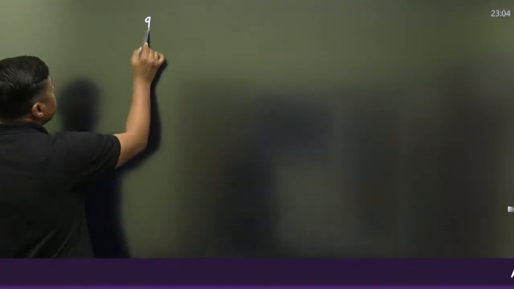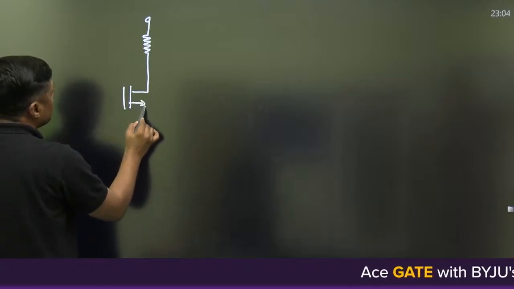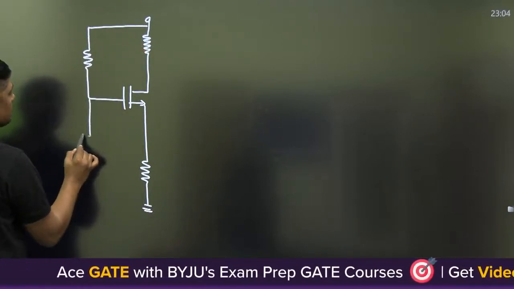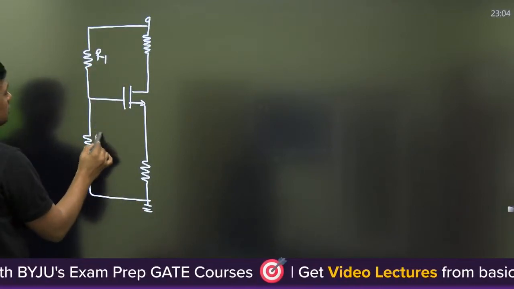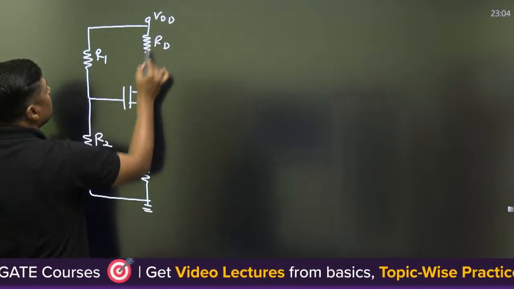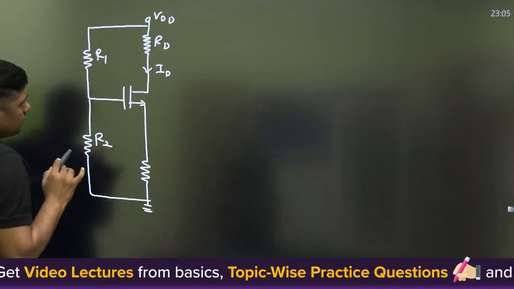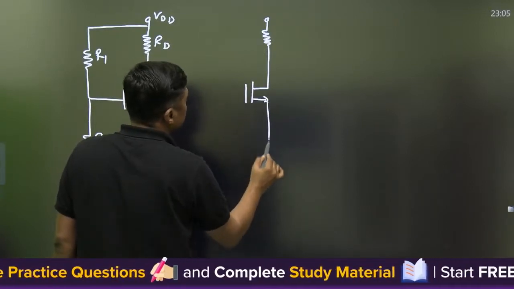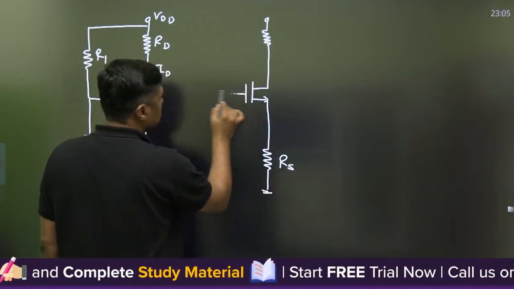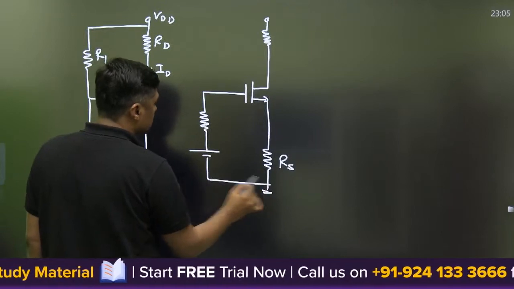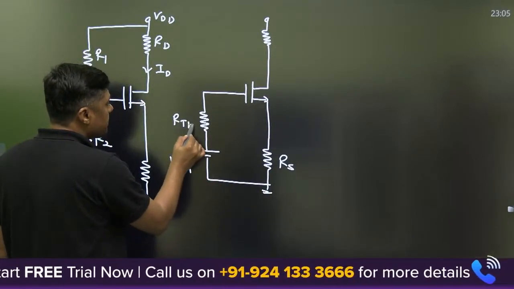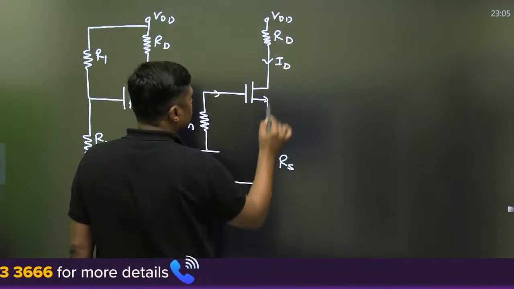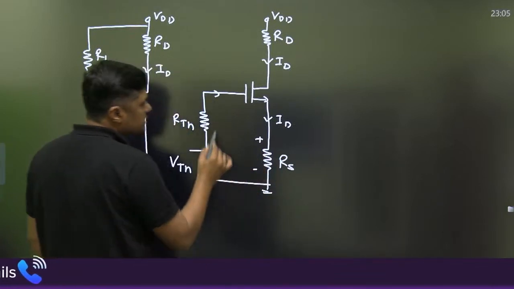Then if any numerical with a potential divider is given, this is the potential divider, R1, R2, this is RD, this is VDD, this is ID. Then first of all, find the Thevenin's equivalent. This is VTH, this is RTH, IG is 0, this is ID, this is RD, this is VDD, and that is ID. Now there is a drop, ID into RS. This is VGS.